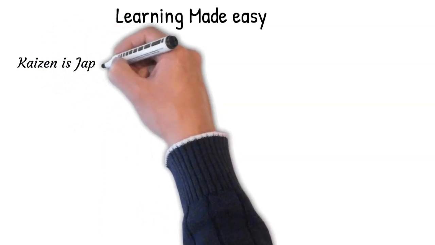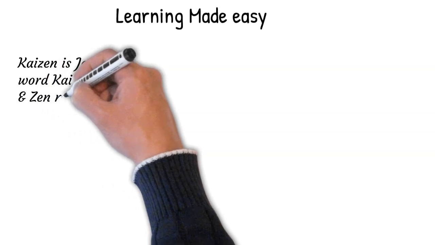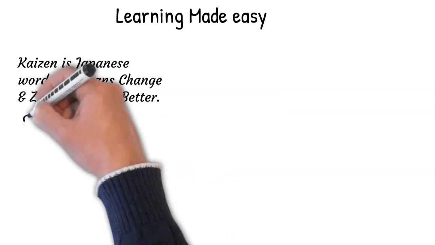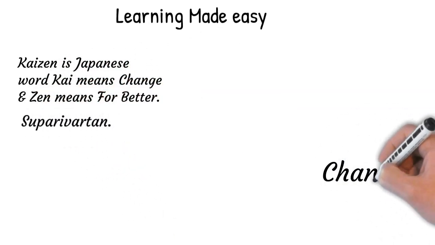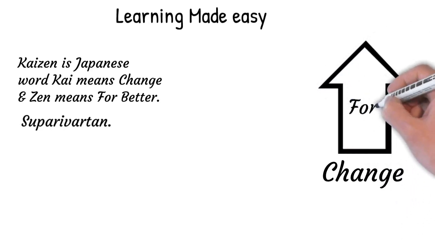In this session, let's understand Kaizen. Kaizen is a Japanese word. Kai means change and Zen means for better. We can also call it Suparivartan. It's a small act with big impact.